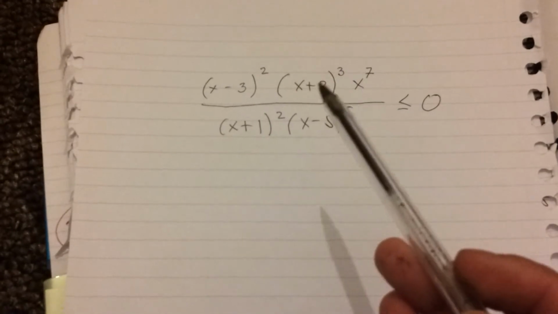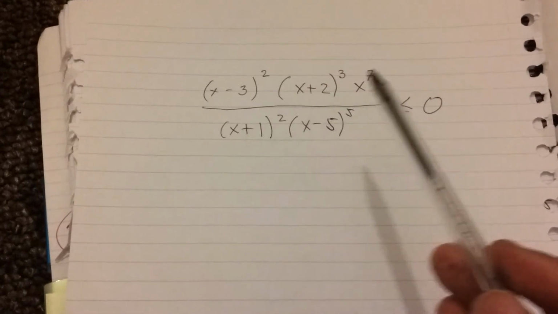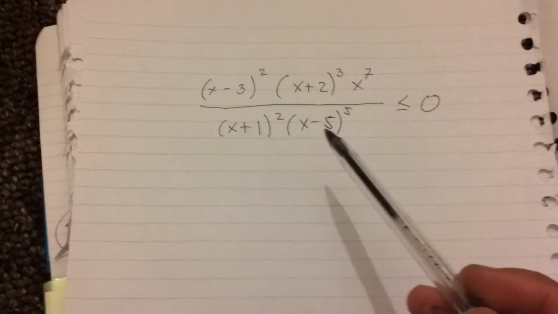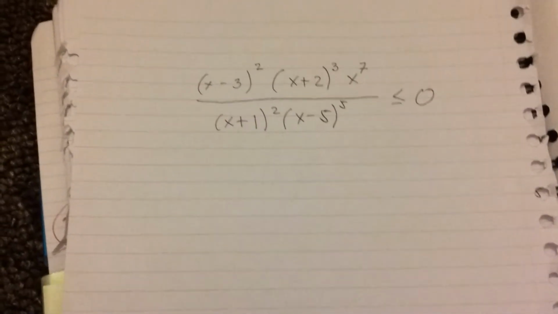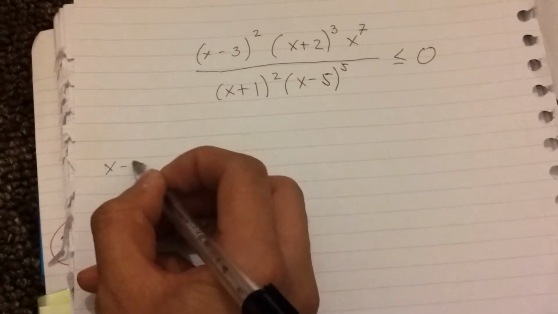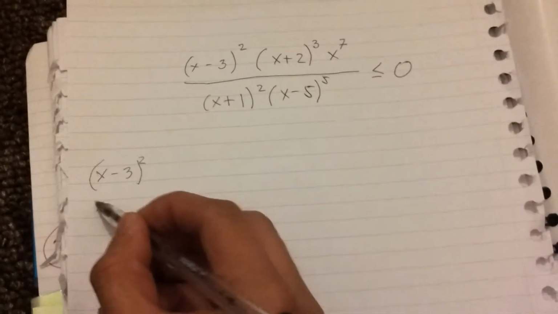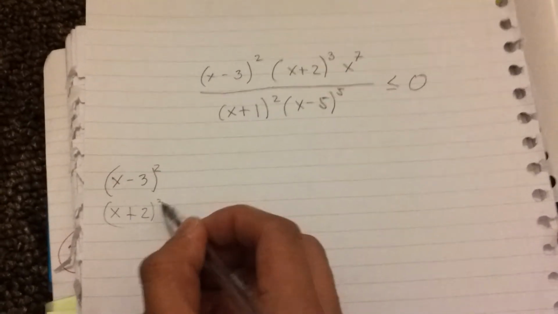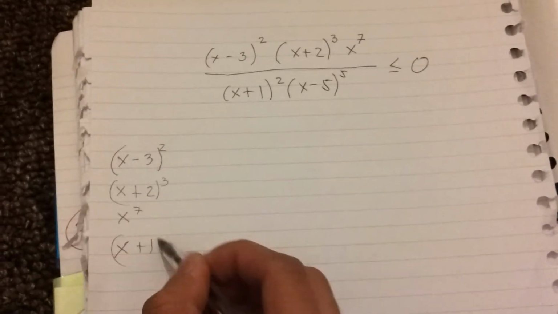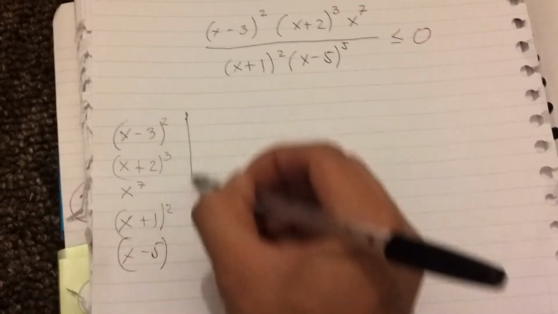So, kung tulokon tang ining equation, may 5 ka major variable. May ari kita nga x minus 3 squared, x plus 2 cubed, x to the 7th, tapos may ari kita nga x plus 1 squared, x minus 5 to the 5. So, i-set up tang ini siya in a way like this. Ibutang tagi ang 5 ka variable. X minus 3 squared, and then x plus 2 cubed, and then x to the 7th, and then x plus 1 squared, and then x minus 5 to the 5.